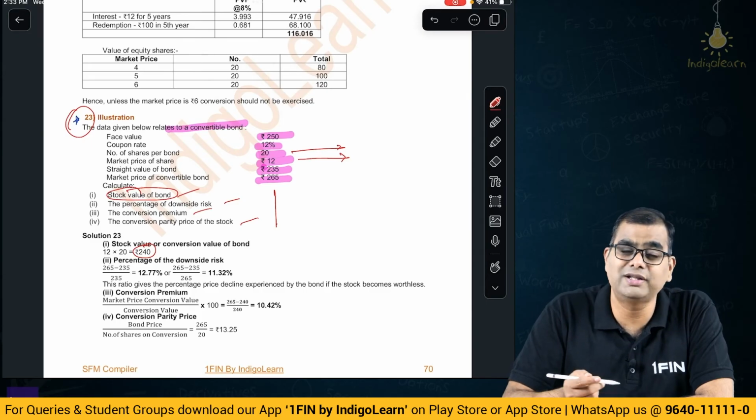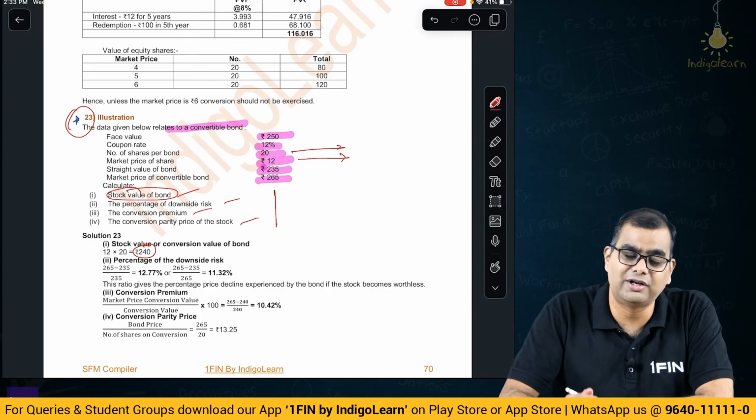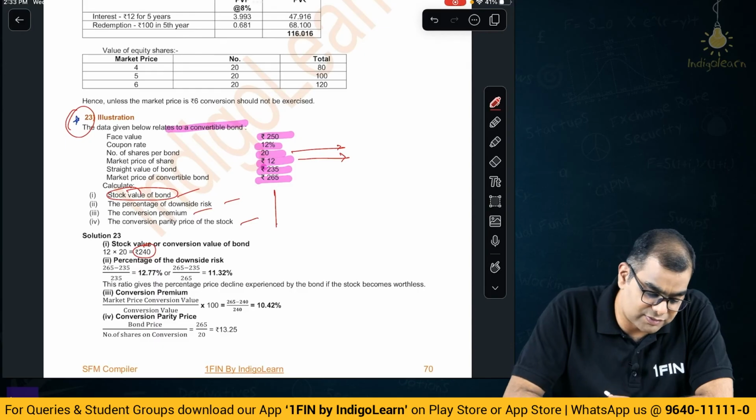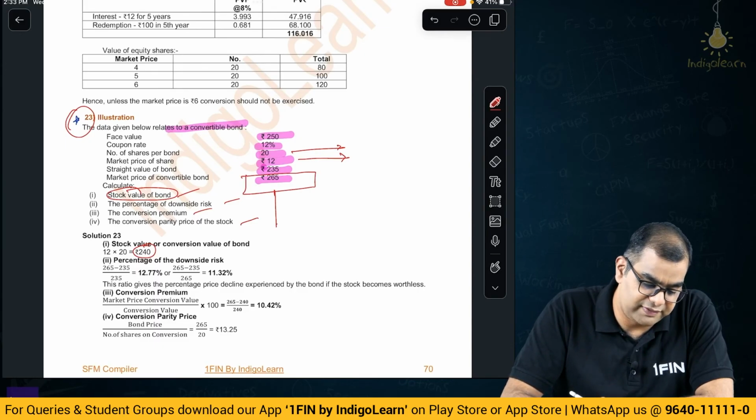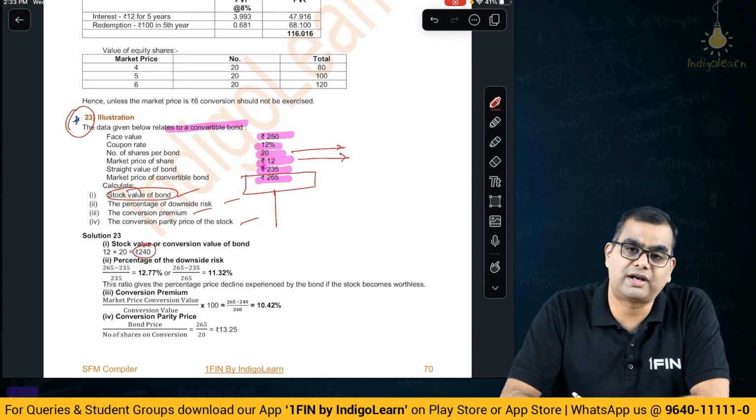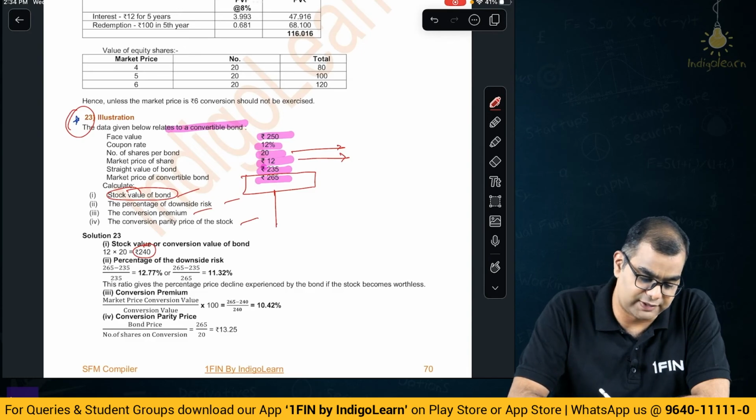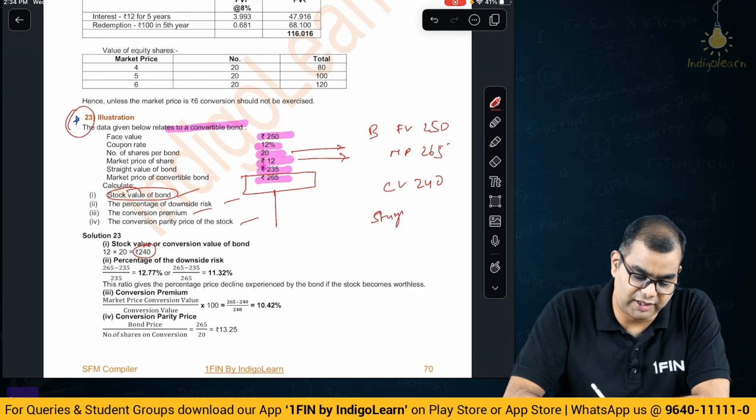Percentage of downside risk. What is the downside that is possibly there? Downside from where? Downside from the existing market price. What is the existing market price? 265. From 265, it can come down. Now, if it comes down, to what will it come down? See, you have three ratios here. Bond face value 250, market price 265, conversion value 240, and then they have given something called straight value as 235.